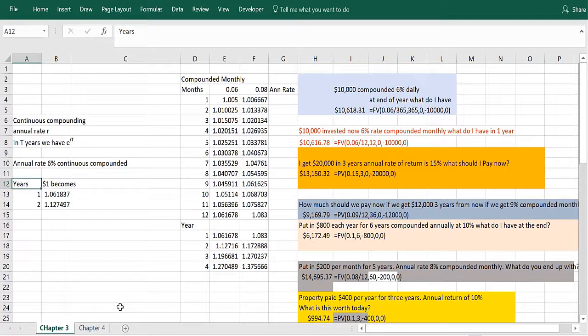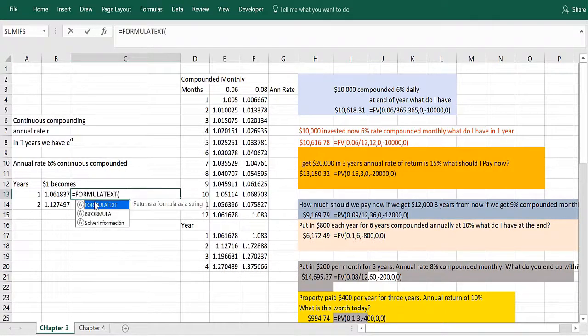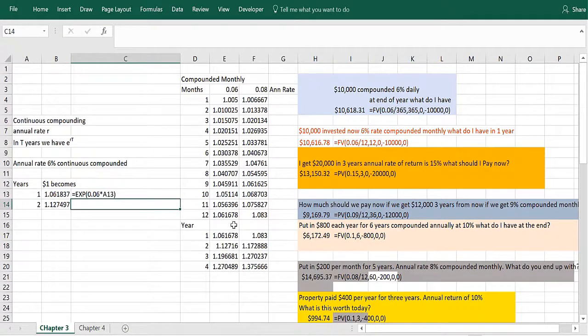Now what if you continuously compound, which means every instant you're getting interest on the amount that you have? Well, you could use calculus to show that at time t, if the annual rate is r, you'll have e to the rt dollars if you started with $1. So in 1 year, your $1 would become 1.061837, a little bit bigger than if you compound monthly, but not much. And in 2 years, it would be e to the 2 times 0.06, 1.127. That concludes our discussion of compounding.